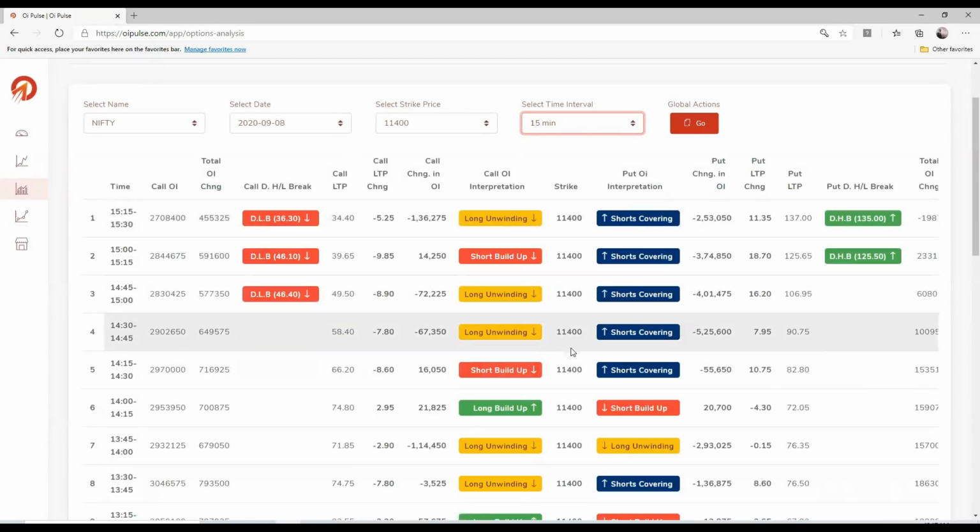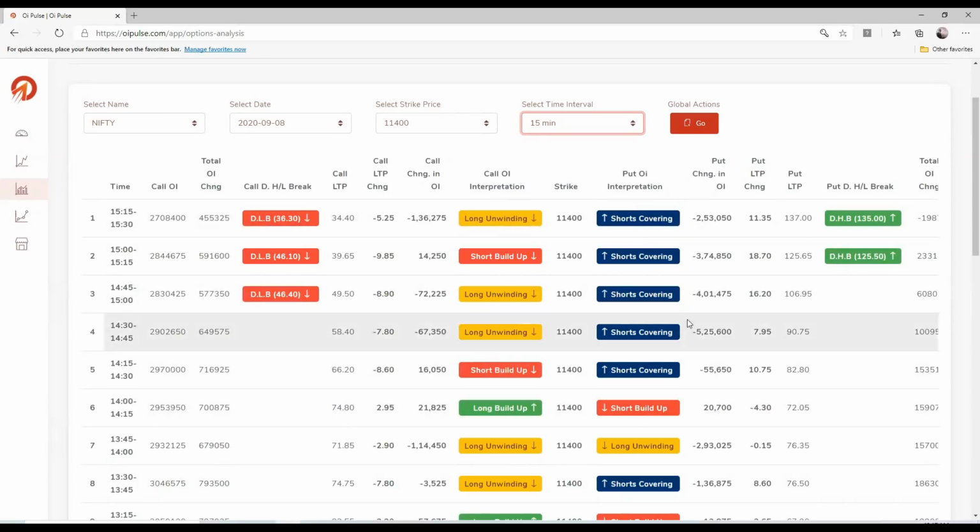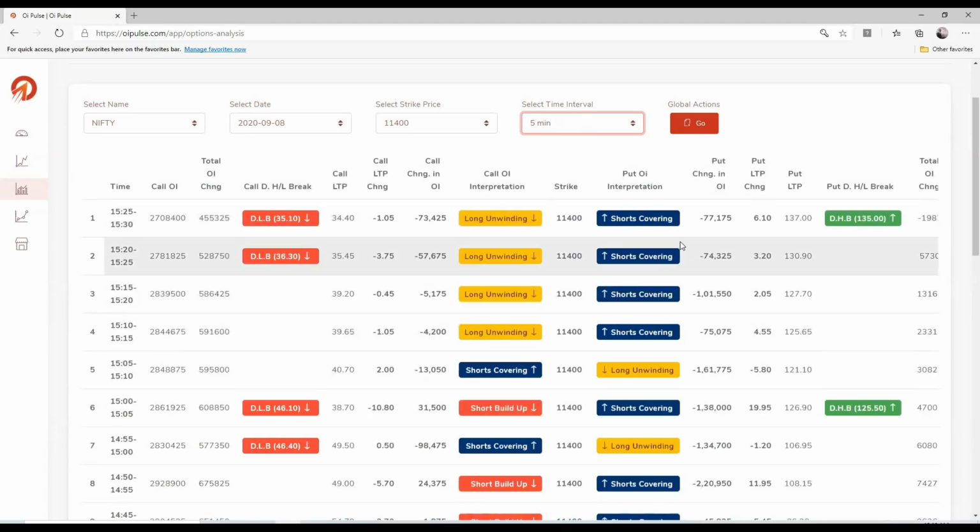The reason is, even on a 15-minute time frame, I'm seeing only the short covering happen. But I would have been very glad if one of these was a long buildup, even on a 5-minute time frame. If you would have seen a long buildup somewhere here, that would have given me a lot more confidence. Why? Because that would have definitely told me that the longs have carried forward some positions overnight. But unfortunately, that didn't happen. That's fine. Still, due to this long unwinding and short covering, you cannot expect much long buildup on the call side, whereas in the morning you can expect the long buildup to happen on the put side.